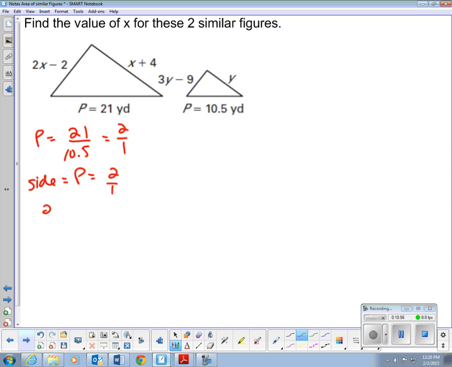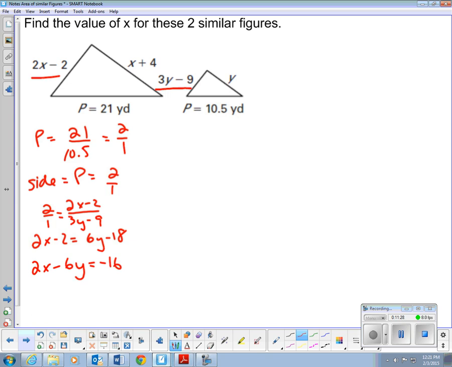So I'm going to do 2 over 1 equals, and I'm going to pick a side, 2x minus 2. And the corresponding side that goes with this one is the 3y minus 9. Oh boy, I've got two variables. But when I have two variables, that usually means I have some sort of system of equations. So I get 2x minus 2 equals 6x minus 18. I'm going to get this in standard form, which means get all the variables on one side and all the numbers on another. And there's my first equation.